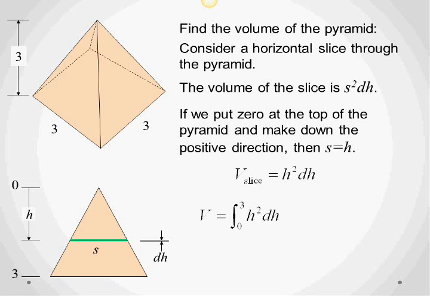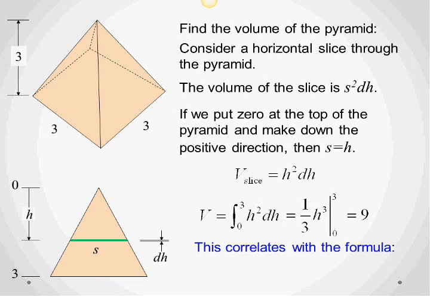If I integrate that from 0 to 3, the antiderivative of h squared is h to the third over 3. And then I'm going to integrate it from 0 to 3. I will get 9. Well, I know that 3 times 3 times 3 is 27, and then I cut that by a third, and I will get 9. This correlates with the formula volume equals 1/3 B, the area of the base, times your height.